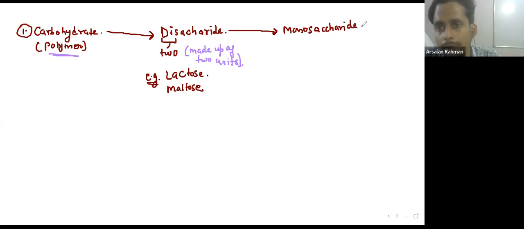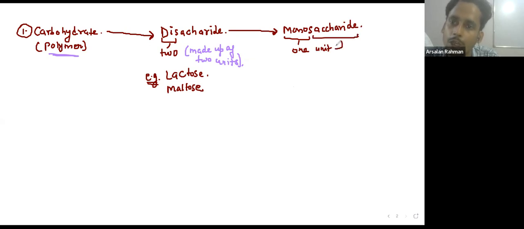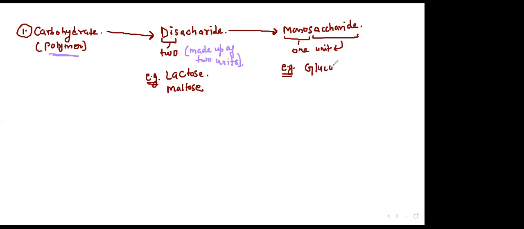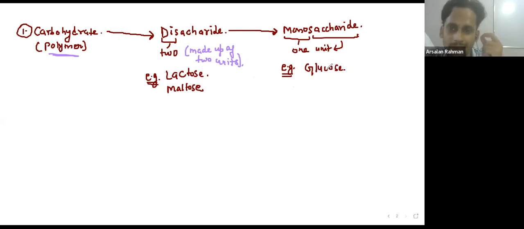Mono means one unit. Saccharide is the small unit. So monosaccharide will be made up of one unit. Can you give me an example of some monosaccharide? Have you heard about glucose? Glucose is the simplest sugar. Glucose is the main source of energy.